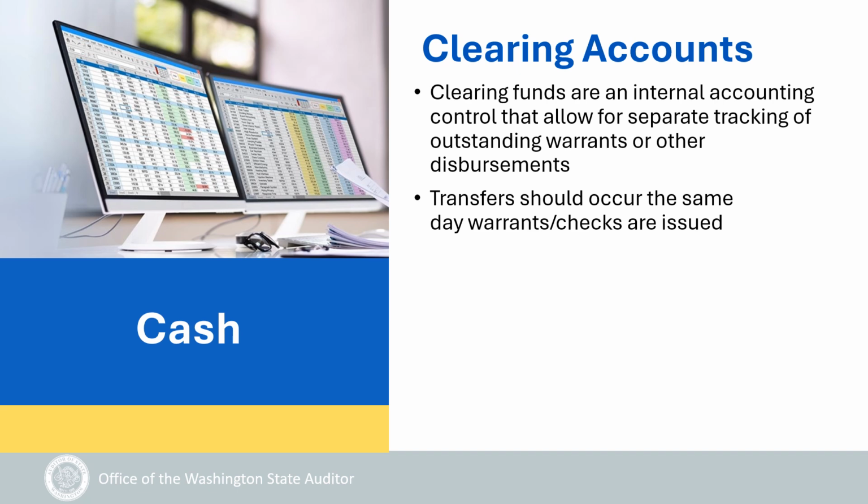Transfers should occur the same day the warrants and checks are issued. If your government is using a bank account clearing account, that means transferring the cash from your main checking account to the clearing account. And if a general ledger account is being used, that means transferring the cash from the normal funds to the clearing fund. So the cash should be transferred from the fund that experienced the expenditure. Now you can see the same intent, just slightly different application depending on which method is used.